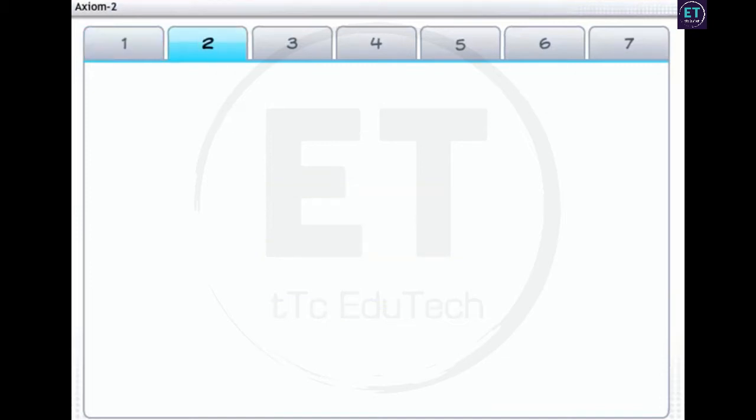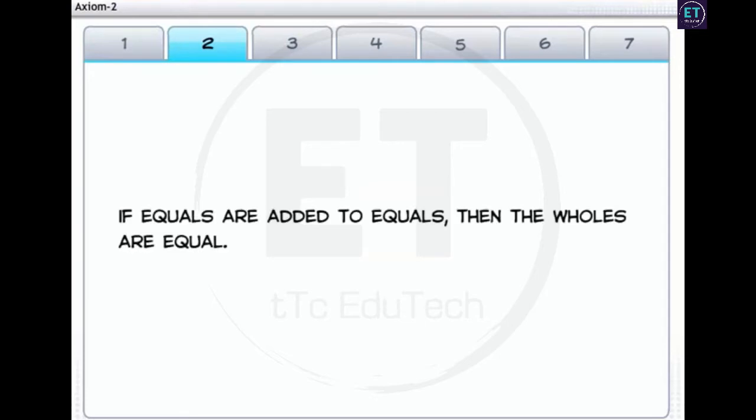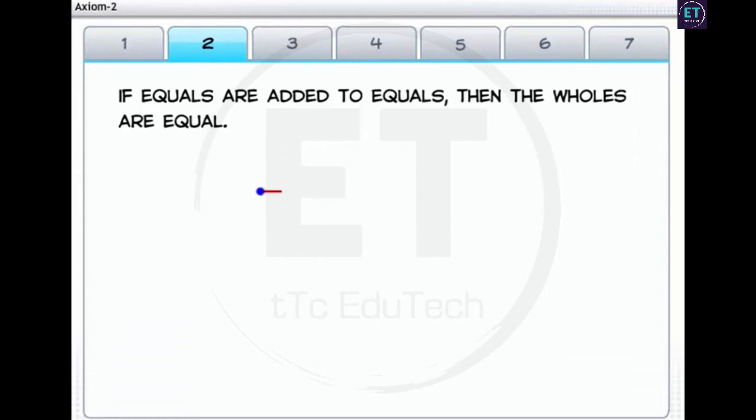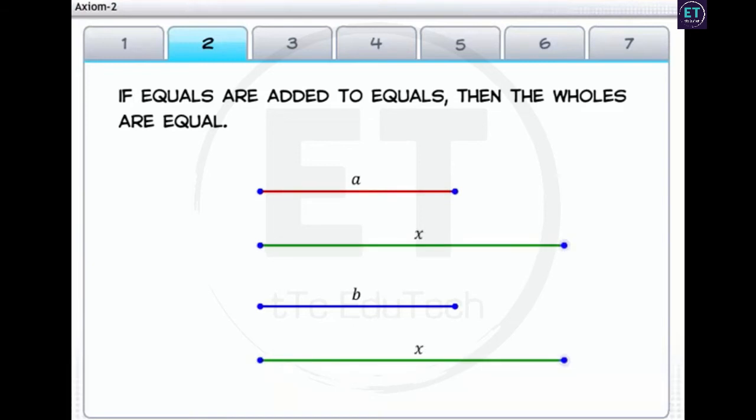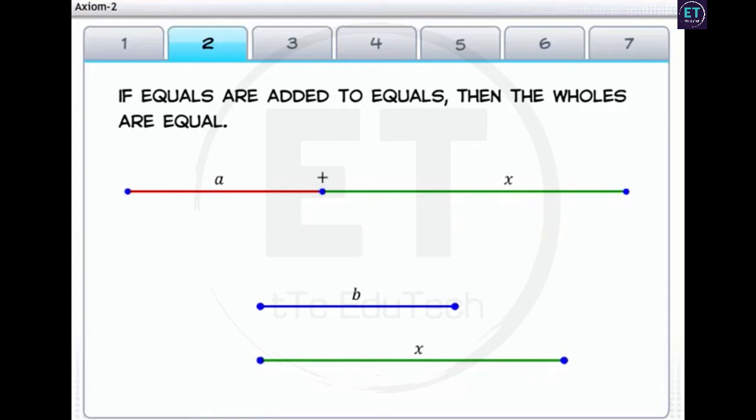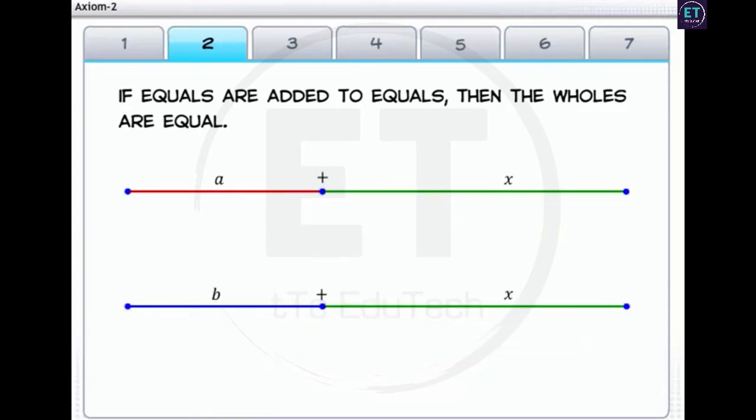The second axiom states that if equals are added to equals, then the wholes are equal. Let us take two lines A and B which are equal in length. When A and B are added separately to another line segment X, the resulting lengths A plus X and B plus X are equal in length since the line segments A and B are equal.